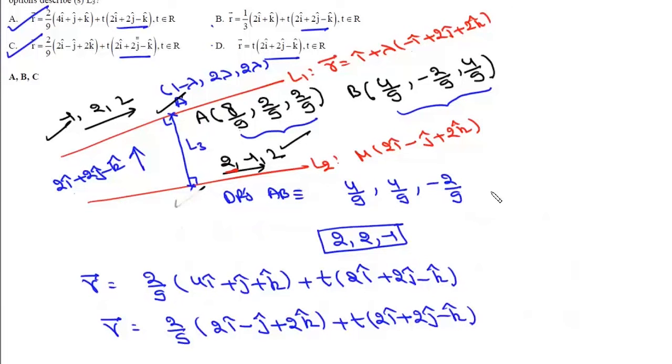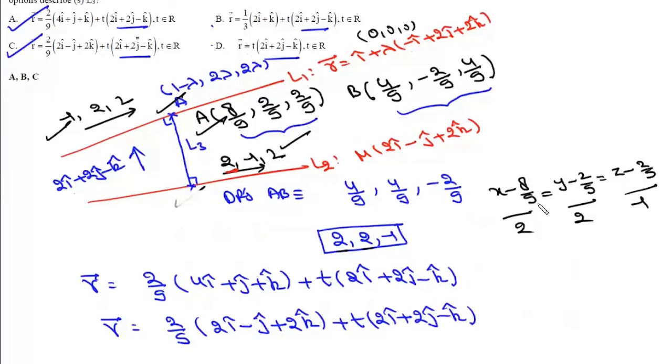So we can write this equation as x minus 8 by 9, y minus 2 by 9, and z minus 2 by 9, taking this point A, upon the direction ratios of AB, which are 2, 2 and minus 1. For this option D, we need to check whether the origin satisfies this equation. Now we put x, y and z as 0. They are not equal, so the origin doesn't satisfy this equation. That means this option D is incorrect.